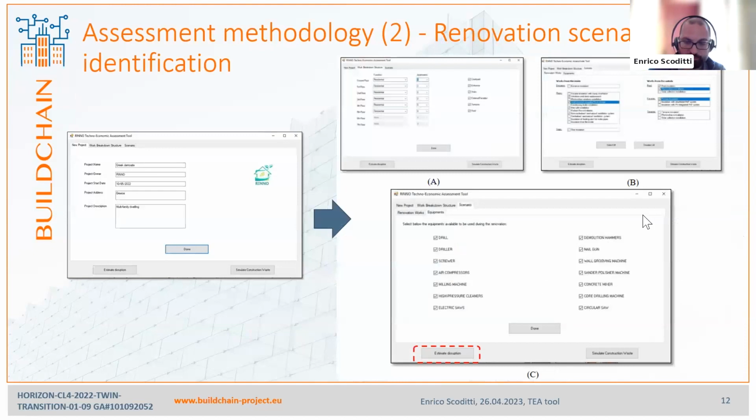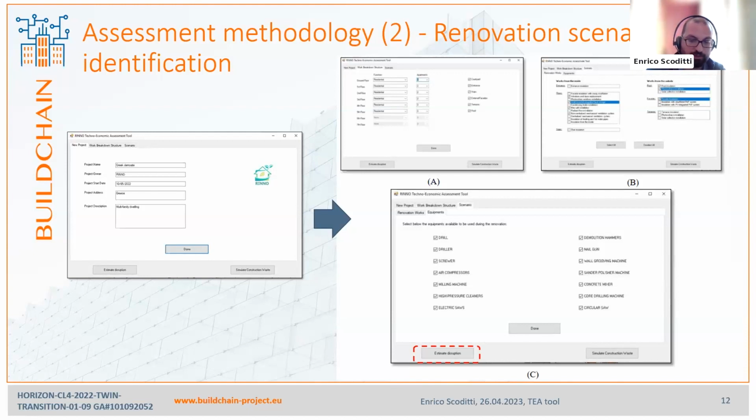The second step consists in defining a renovation scenario that will be simulated in order to estimate disruption caused to users and waste generated. The TIA tool provides 3 different graphical user interfaces to enable users to create their own scenarios and simulate them automatically.